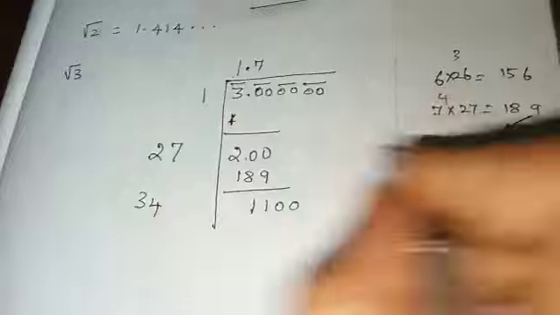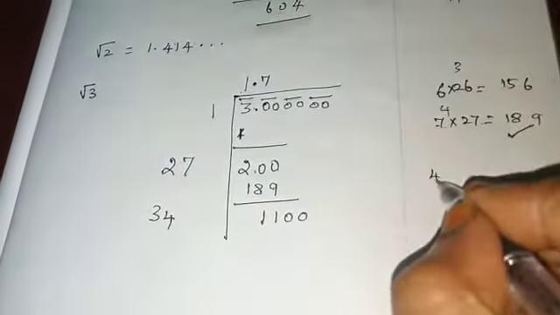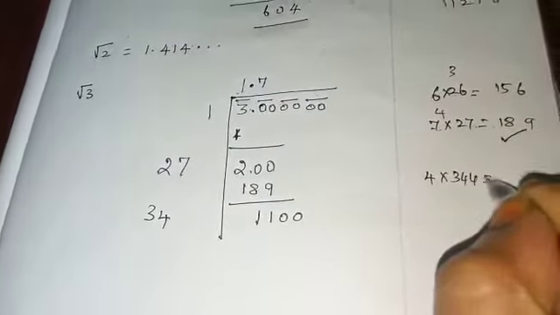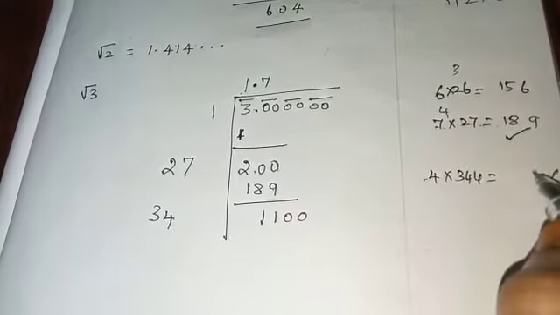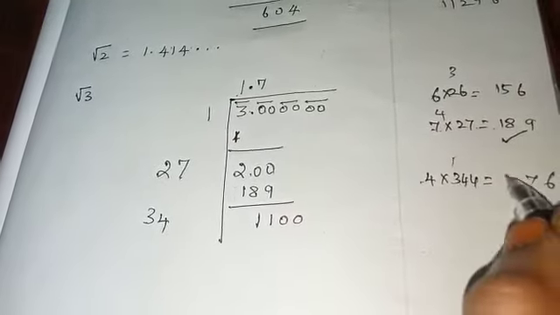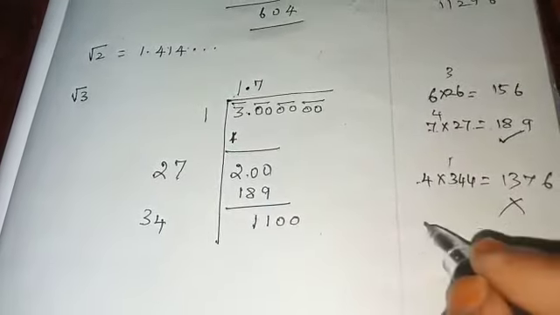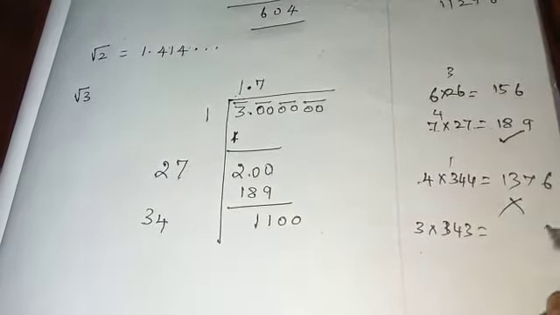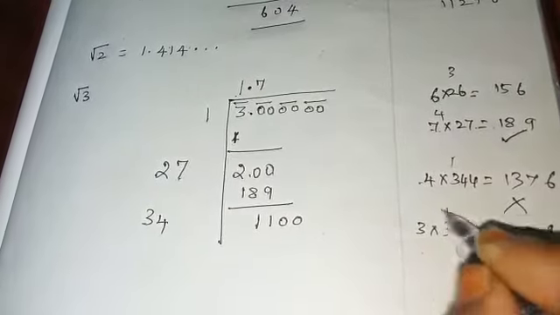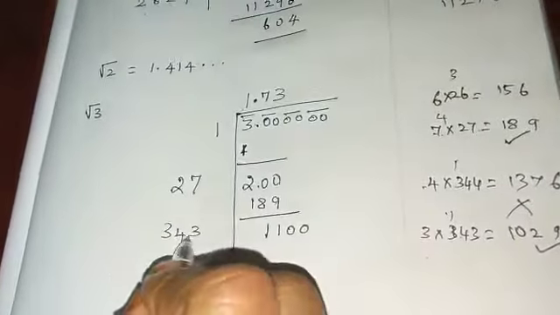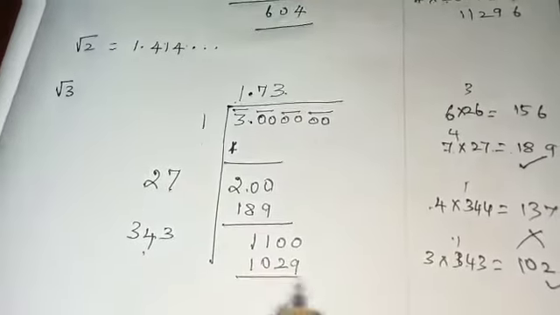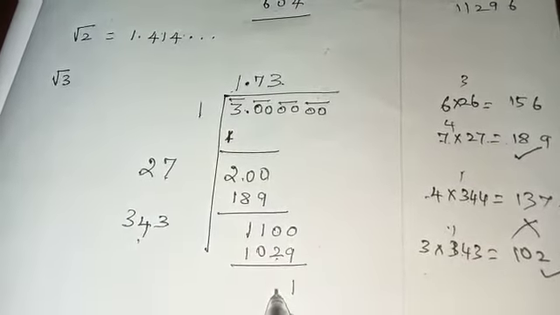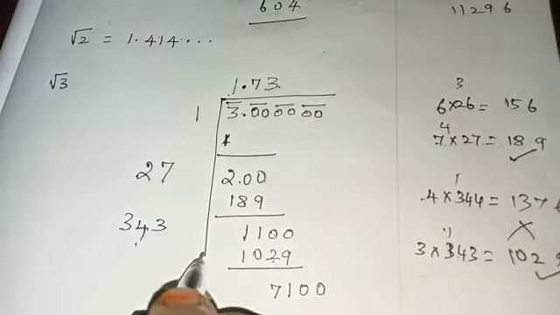Next, suppose here take 4 means 4 into 344. 4 4s are 16, 4 4s are 16 plus 1 17, 4 3s are 12 plus 1. So 4 will not come. So I choose 3. 3 into 343. 3 3s are 9, 3 4s are 12, 3 3s are, yes, 3 will come. So okay, 3 here also 3. So 3 into 343, 1029. 10 minus 9 1, 9 minus 2 7, again 2 more zeros.